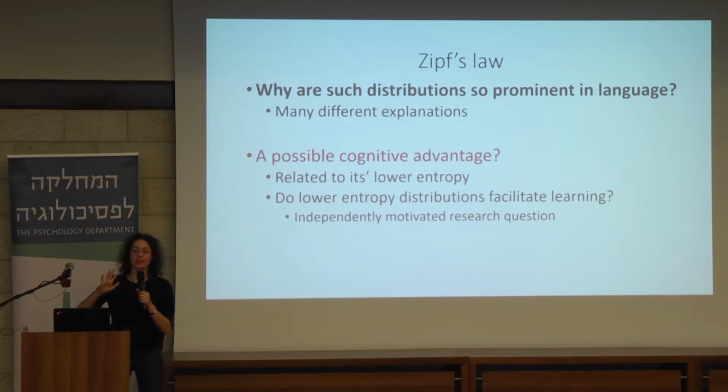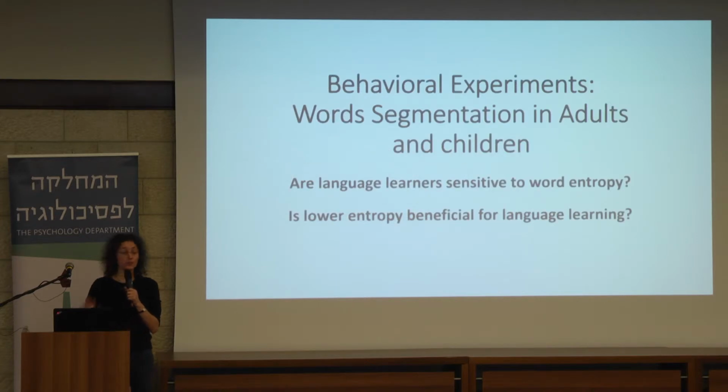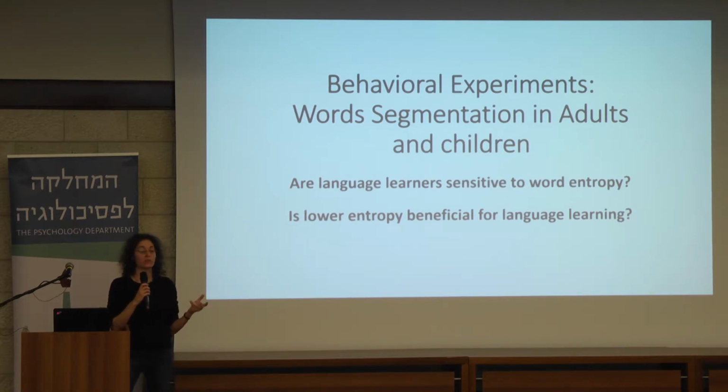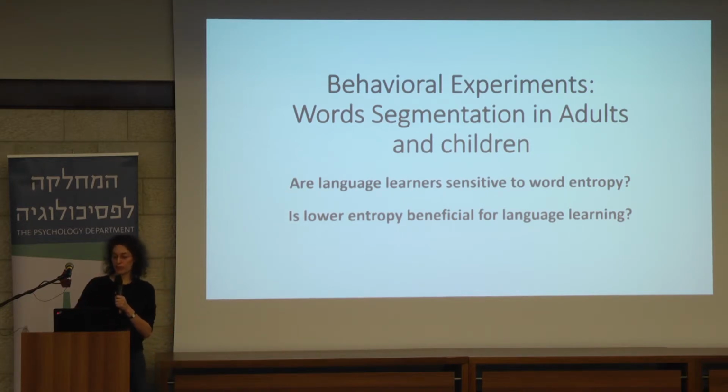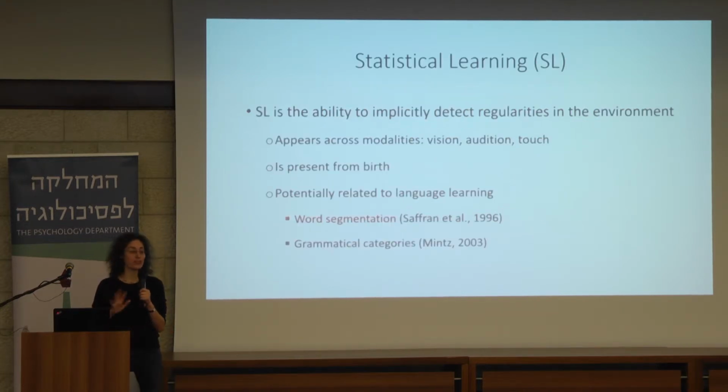This is interesting even if we don't take into account Zipfian distributions, as a way to get at what learners are sensitive to in the structure of their environment. To address this, we did a series of studies on word segmentation with adults and children, asking whether language learners are sensitive to word entropy and whether low entropy is beneficial for language learning. We used a much-used paradigm called statistical learning, which you've heard about before, basically our ability to detect regularities in the environment. And we're focusing on the case of word segmentation.